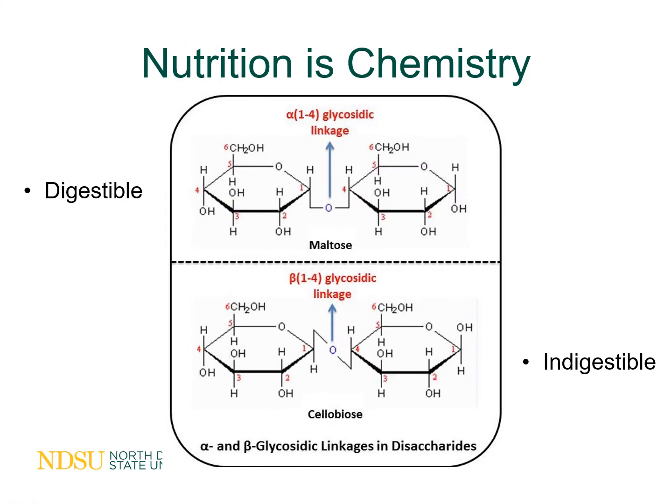Okay, what I have here is an example trying to illustrate how important chemistry is to the field of nutrition. On the top of the slide, we have maltose, which is a disaccharide that we can digest because it has an alpha-1,4 glycosidic linkage. Cellobiose on the bottom is actually a fiber and has a beta-1,4 glycosidic linkage that we cannot break down. So this one difference, this one change in linkage, is what causes us to be able to either digest or not digest a particular disaccharide, showing how important chemistry is to the field of nutrition.